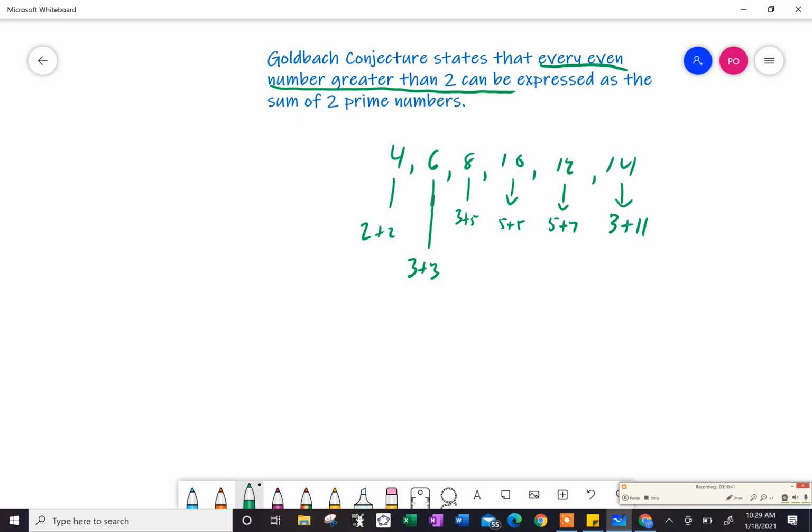So once you know your primes, and like I said, I'll list some of them here. 5, 7, 11, 13, 17, 19, 23, 29, 31, 37, etc., you can give the Goldbach Conjecture a try. See how many even numbers you can make using the sum, adding of two prime numbers. And that's it.